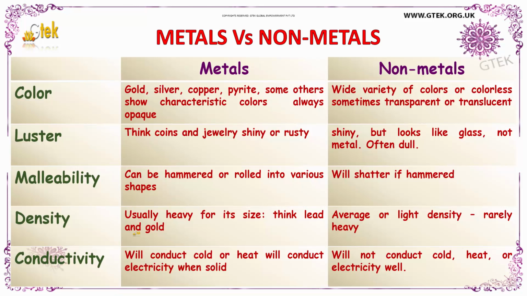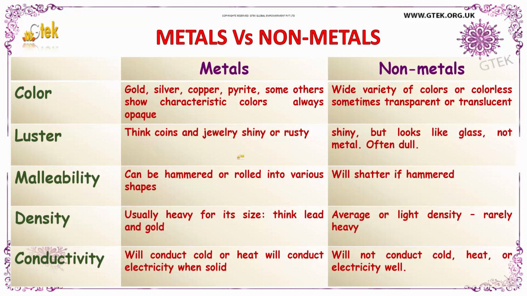Here we have a depiction based on color, luster, malleability, density and conductivity, in terms of metals and non-metals. We shall view this now. Gold, silver, copper, pyrite and some others always show characteristic colors and are opaque. Whereas non-metals have a wide variety of colors. Sometimes they are colorless, sometimes transparent, and sometimes translucent.